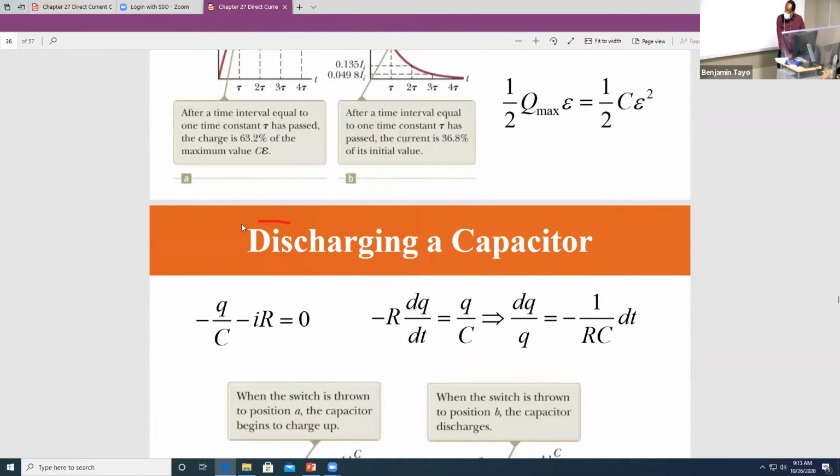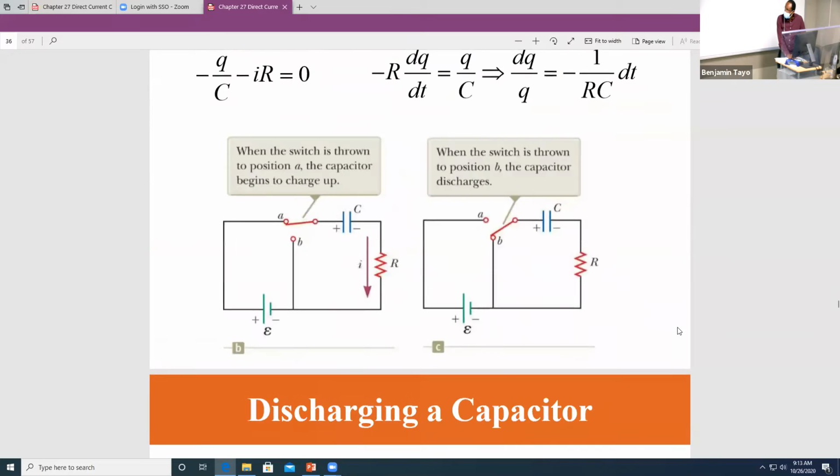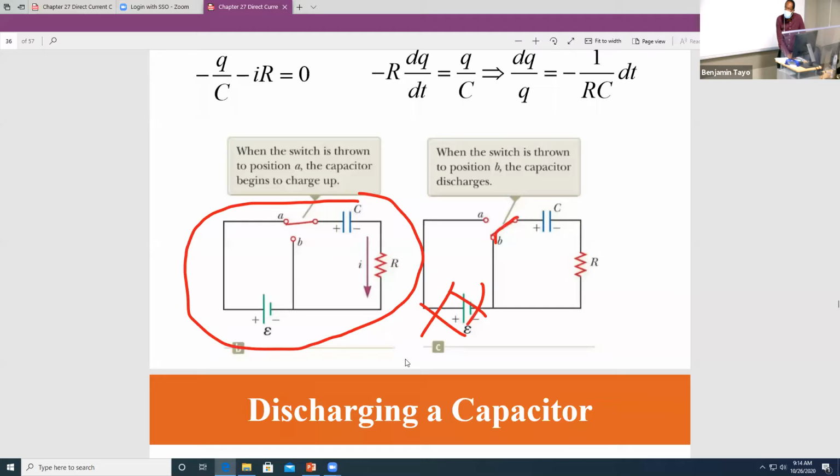Now, when we discharge a capacitor, if you go back to this circuit here, so this was charging. Once the capacitor is fully charged, you're going to take this switch and connect it to this point. So the switch goes from this point to this point. Do you see that the capacitor is not seeing the power supply when you discharge a capacitor?